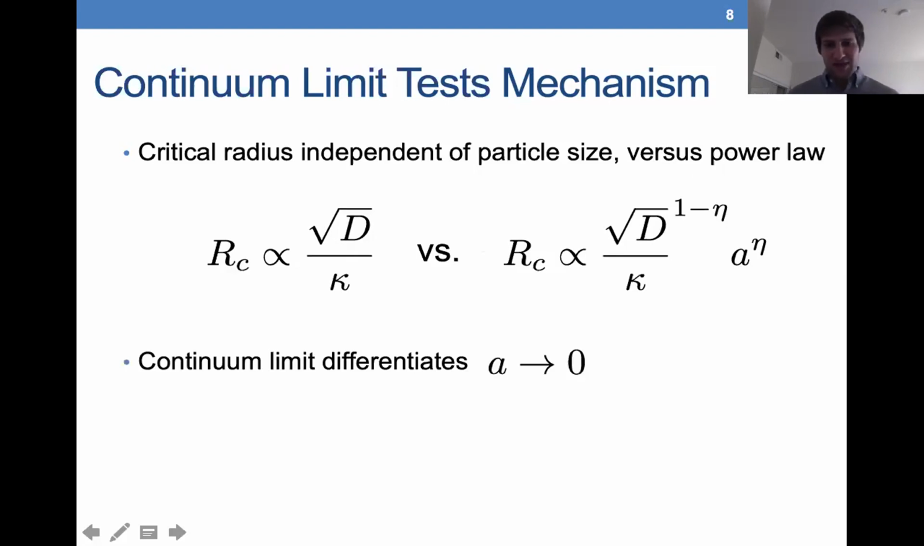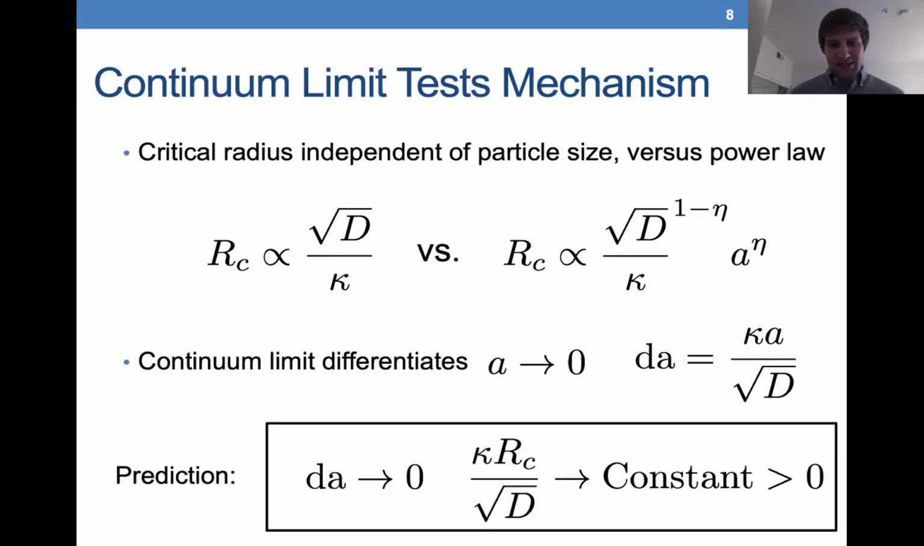When we take the continuum limit, we take the particle size, a, to 0. And because the reaction diffusion length does not have a dependence on the particle size, we expect the critical radius here to go to a constant, a constant that's non-zero. But since this other factor does have a dependence on the particle size, if eta is positive or negative, the critical radius, when we take a to 0, will either go to 0 or it will diverge. And so if we take the continuum limit and our critical radius does not diverge or go to 0, then we can be pretty sure that our proposed mechanism is correct.